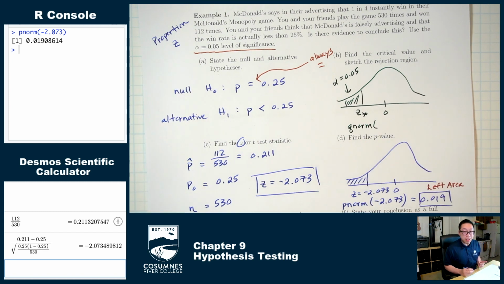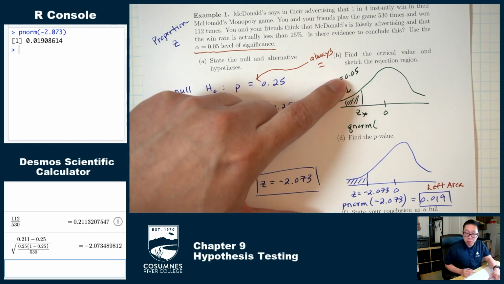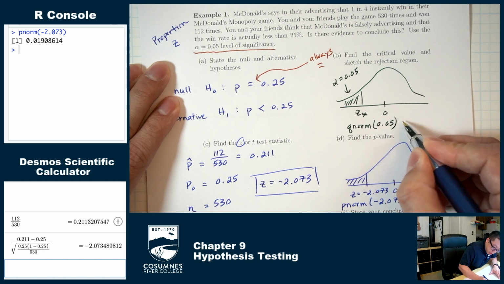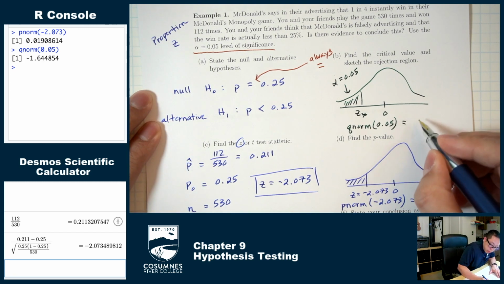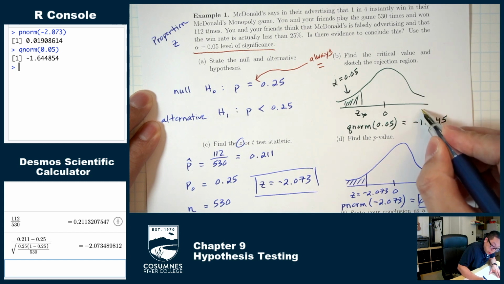And Q norm, you feed it the left area. Left area is exactly 0.05. So we just feed it 0.05 here. Okay, Q norm 0.05. Negative 1.645. And that's a Z star.